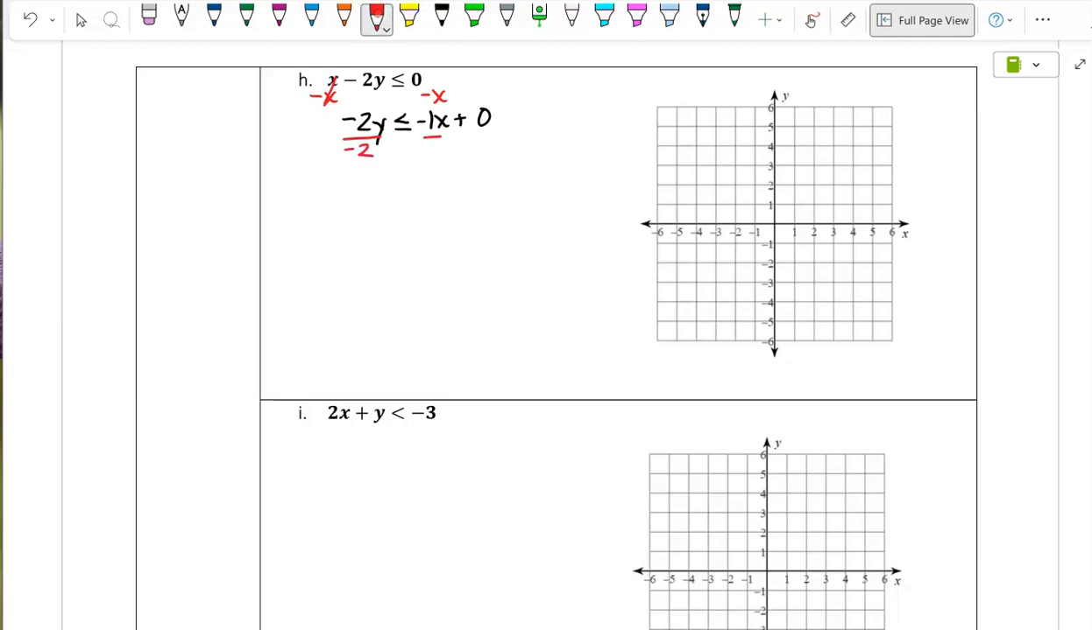Divide everything by -2. And again, because I'm dividing by a negative, that less than or equal to is going to get reversed and become y is greater than or equal to. -1 divided by -2 is +1/2 x. 0 divided by -2 is still 0. So we would really just write this as, excuse me, y is greater than or equal to 1/2 x. We wouldn't write the plus 0.